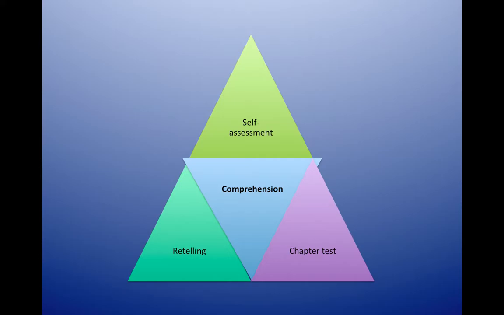So let's say that your research question is on comprehension. And here are 3 data sources you could use to triangulate the data. One could be a chapter test at the end of the unit. Another could be a self-assessment, and I'll show you a couple of examples. And a third could be a written or oral retelling.